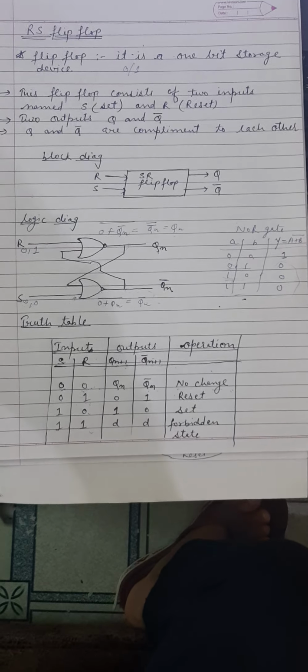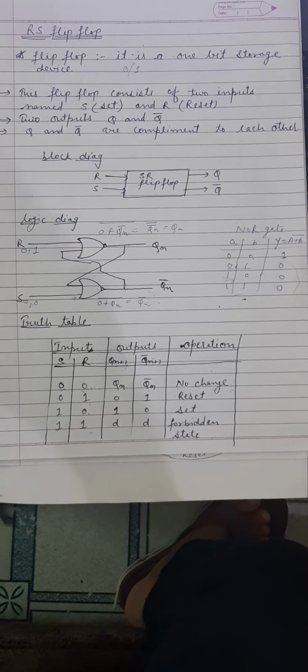And this 0 will go into another NOR gate, here 0, and the next input is 0. When the inputs of the NOR gate are 0 0, the output is 1, so we will get here 1. So we can write here 0 and 1. The outputs are 0 and 1, and this output is coming while R is equal to 1. So the operation performed is reset operation.